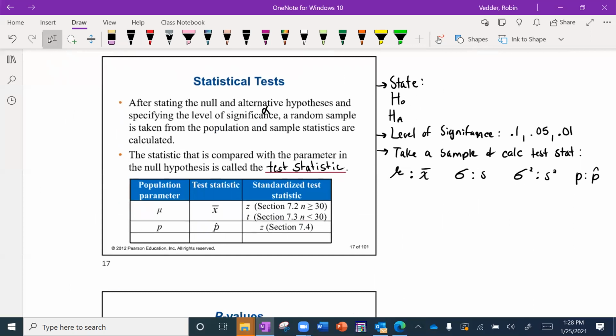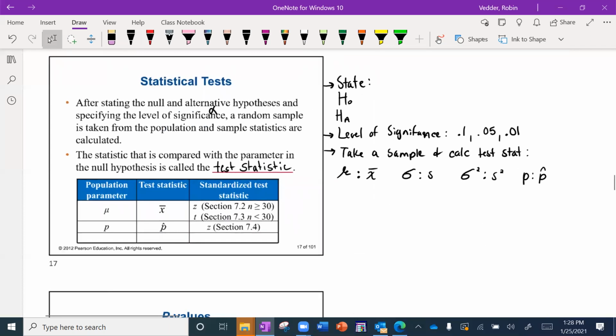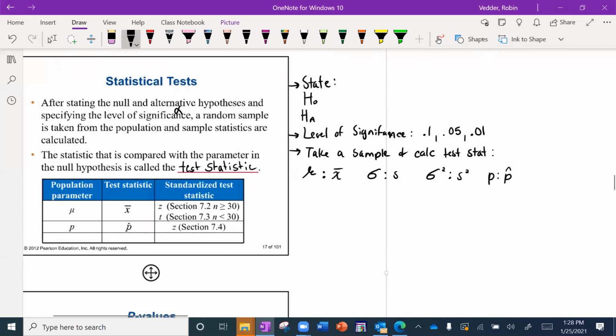All right, so in a statistical test, the first thing you want to do is state both the null hypothesis and the alternative hypothesis. Then you want to determine the level of significance. And again, that's either going to be alpha equals 0.1, alpha equals 0.05, or alpha equals 0.01. Next step, it says a random sample is taken from the population and sample statistics are calculated. So you take a sample and then you calculate the test statistic.